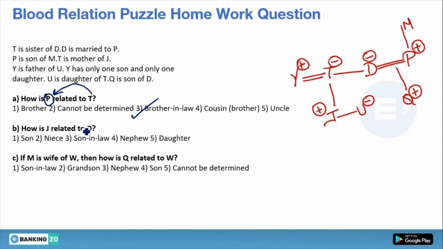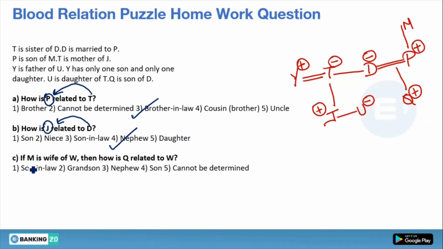How is J related to D? First we have to check whether we know the gender of J or not. Yes, so our answer can be easily found. Now we have to check from D to J. D is over here. Now read from D to J. Sister's son. Sister's son is nephew. So option number 4 is correct.